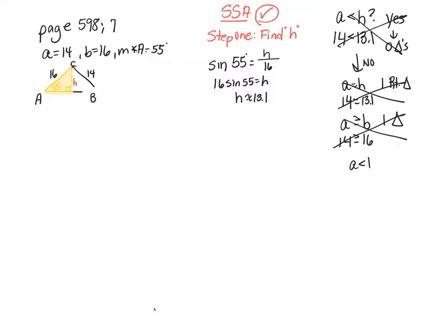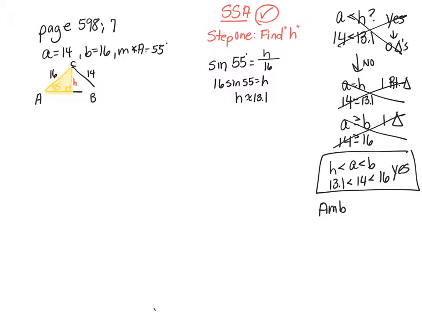Does A come between B and H? Well, H is 13.1, A is 14, B is 16. Yes. Since this is true, this means we have the ambiguous case, or we have two triangles that can be formed from the measures they gave us in the original problem. Ambiguous means something can be taken two ways. So our information here can be taken two ways, one for one triangle and one for the other.